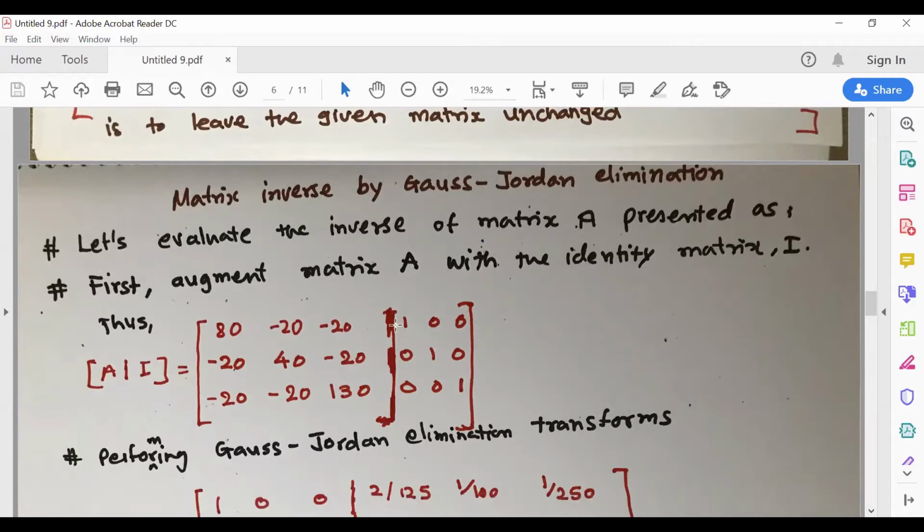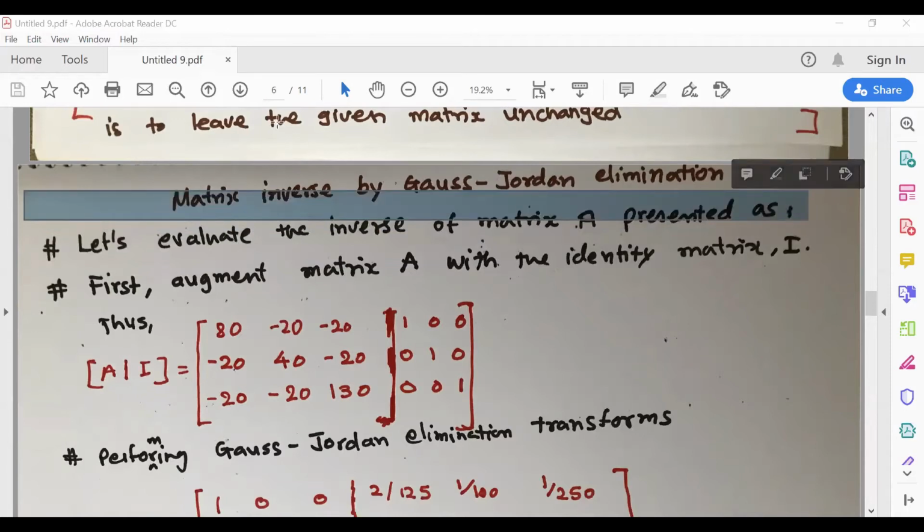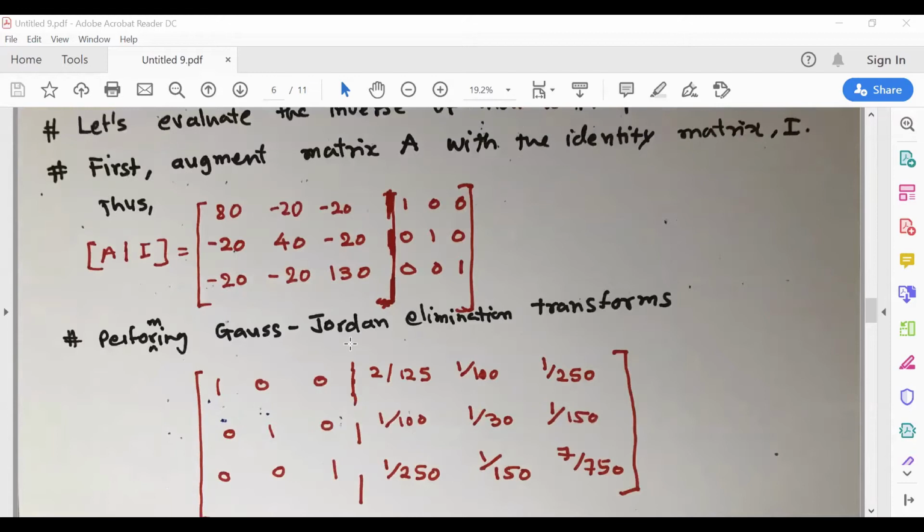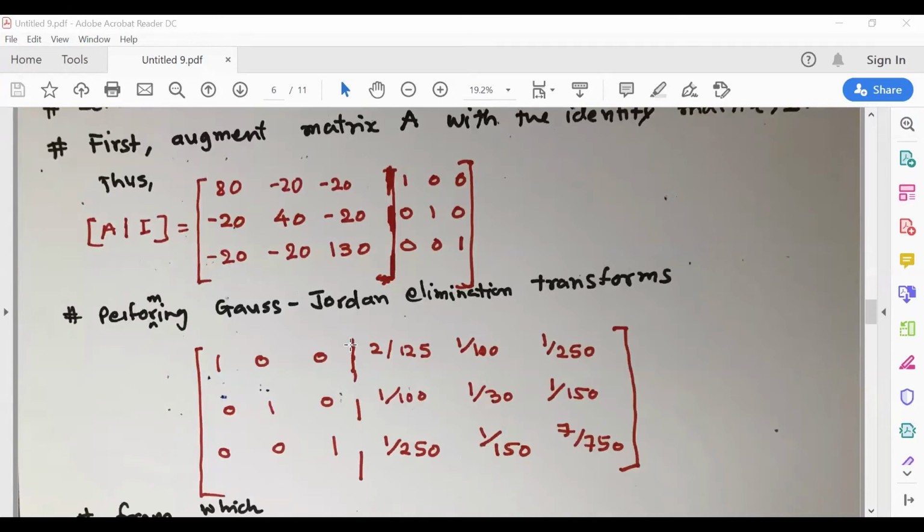Okay, so whatever discussion has happened just now, about how Gauss-Jordan elimination can help us get the matrix inversion. The original matrix A, I have written augmented with the identity matrix. Now we start performing Gauss-Jordan. I'm directly writing the answer, but you can check it yourself.